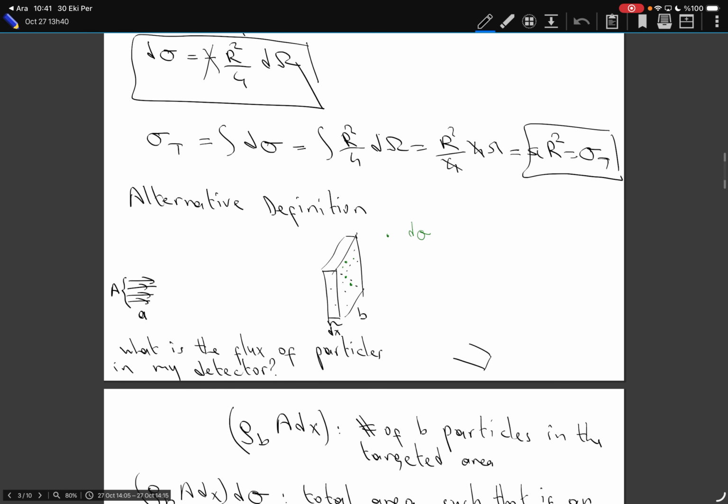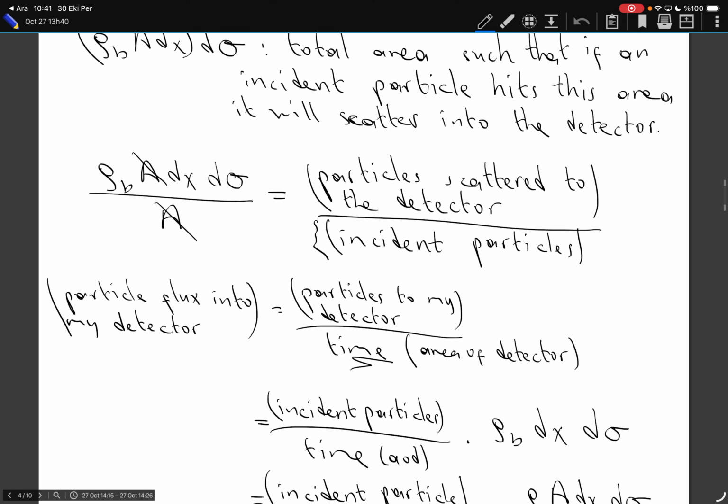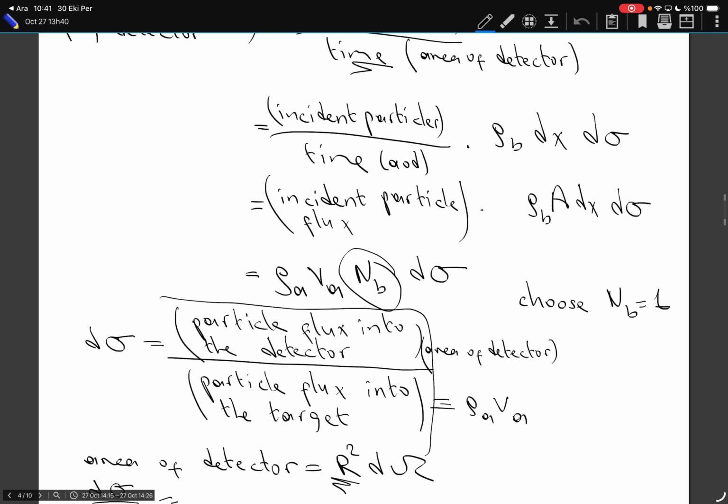And then we generalized this classical definition. Basically, this is what we had obtained: the particle flux into the detector times the area of the detector gives us the number of particles reaching my detector per second, divided by the particle flux into the target, how many particles do we send into the target. So this ratio gives us the cross-section, even in the classical limit. So this definition actually matches the other definition in the classical case.